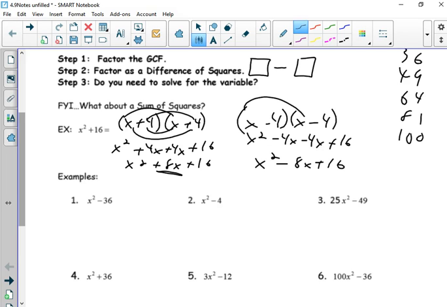We can't factor the sum of two perfect squares. You will learn how to do this in Algebra 2. There is a way to do it, but it brings up those imaginary numbers again. Remember how we talked about the quadratic? You can't take the square root of a negative. You will learn how to take the square root of a negative, but not now. So right now, we can't do that. We don't know how to do that right now. That's later on.